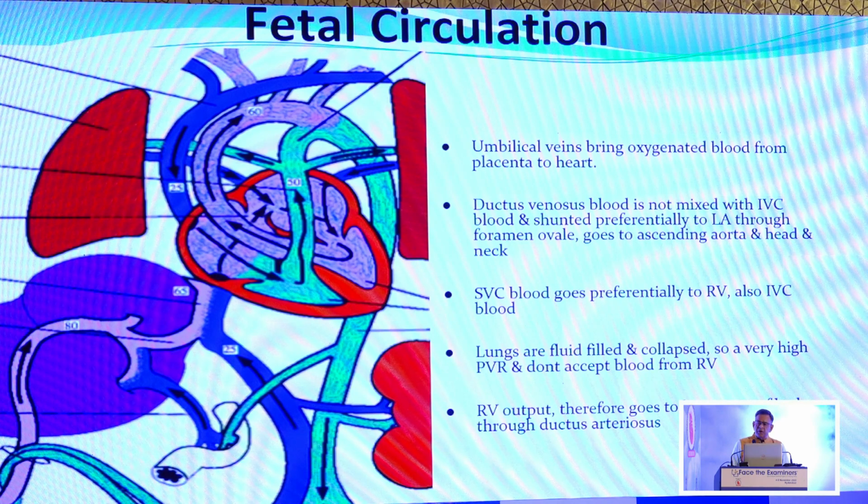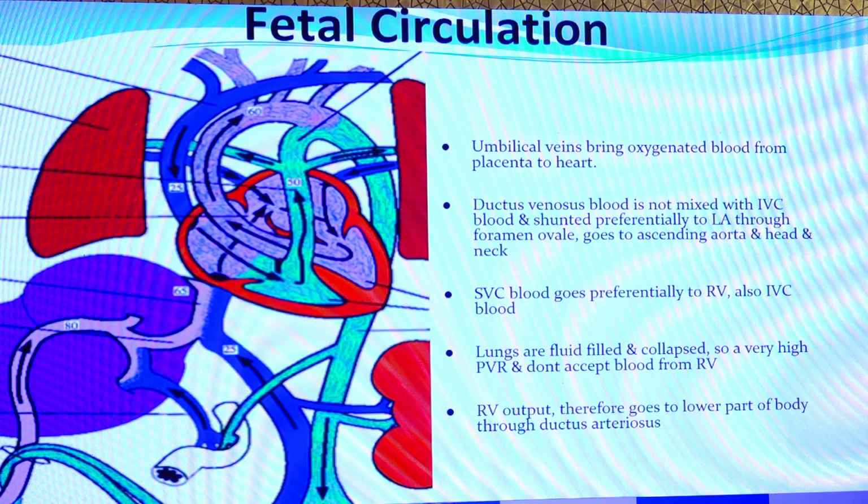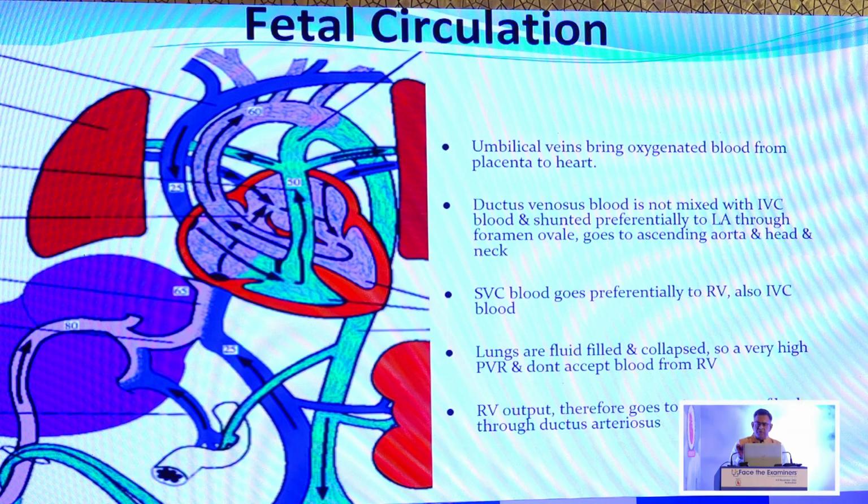Then SVC blood and IVC blood preferentially flow to the right ventricle, and then they go to the pulmonary artery. Now from the pulmonary artery, since the lungs are fluid filled, remember this? Fluid filled, we'll come to that later, and collapsed. So there is a very high pulmonary vascular resistance. So what happens? Blood goes from the right ventricle into the pulmonary artery, comes back, and then goes through the patent ductus into the lower limb.